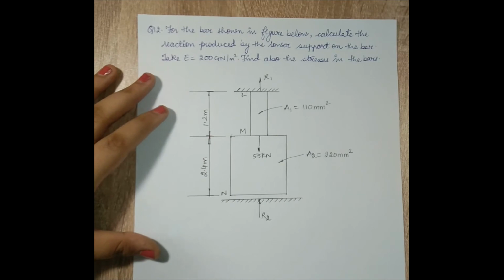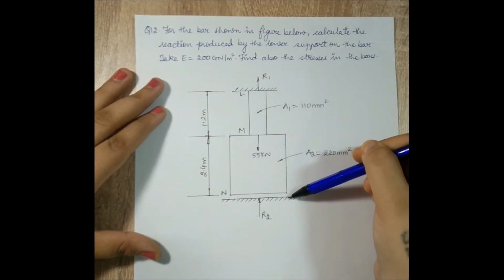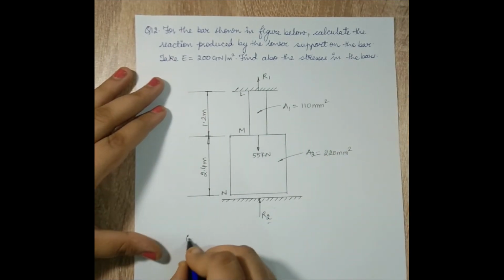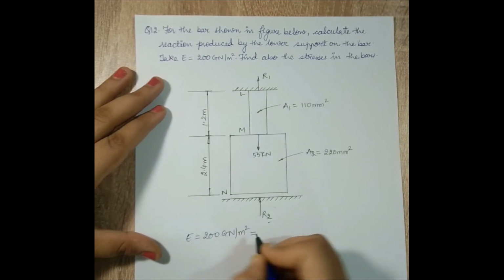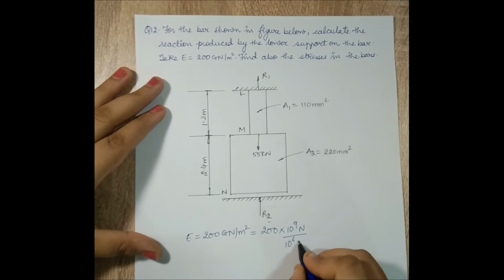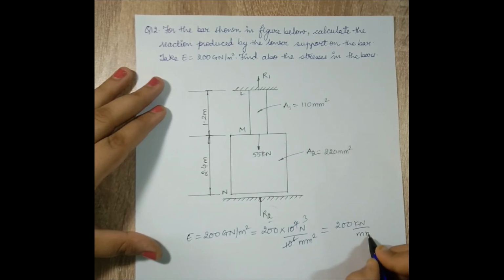Let's take up another problem. For the bar shown in the figure below, calculate the reaction produced by the lower support on the bar, which means I need to calculate R2. Take the value of E as 200 giganewton per meter square. So this will be 200 into 10 raised to 9 Newton upon 10 raised to 6 mm square. So this will be either 200 kilonewton per mm square. If required, I'll use this, or it is 2 into 10 raised to 5 Newton per mm square.